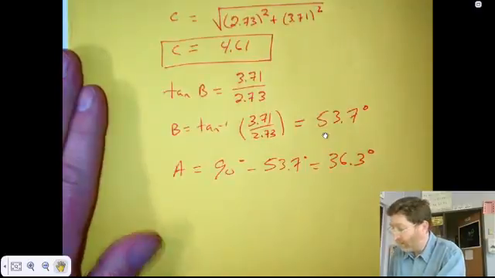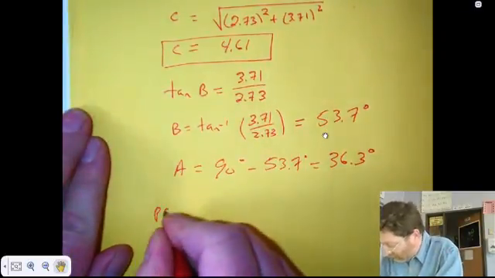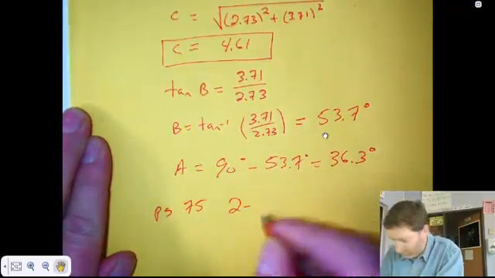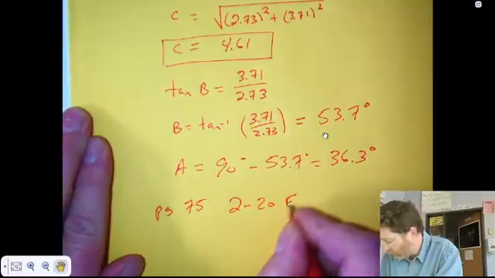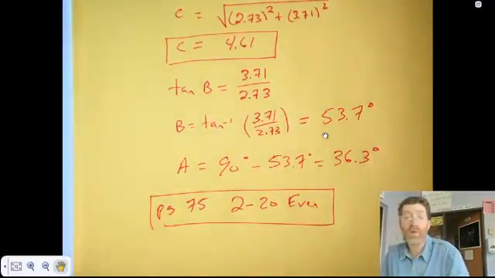Okay, alright, so that's how you're going to work those. The assignment for this section is on page 75, 2 through 20, evens. Do you have any questions?